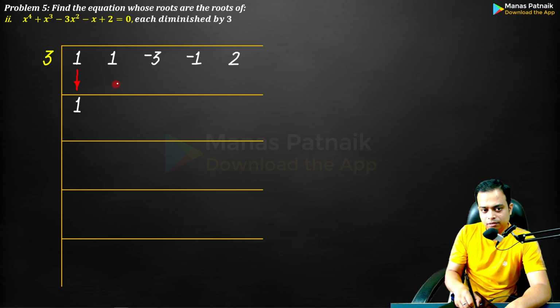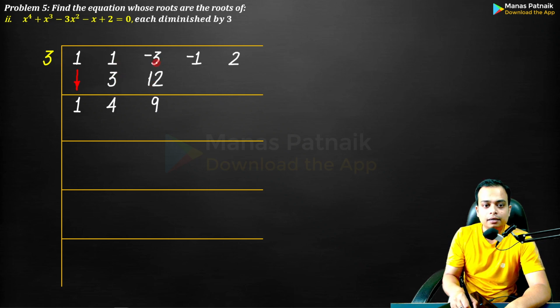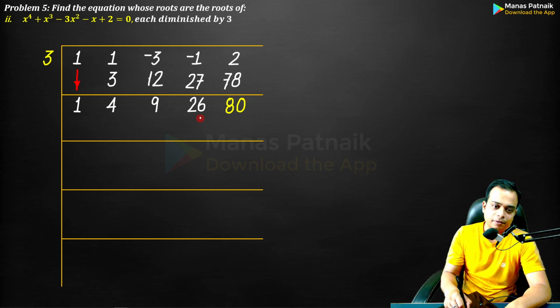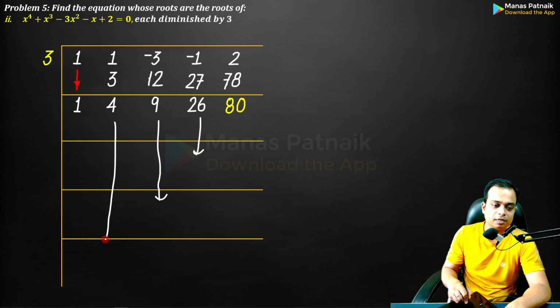Downwards. 3, 1, 3, 3 plus 1, 4. 4, 3, 12. 12 minus 3, 9. 9, 3, 27. 27 minus 1, 26. 3, 26 is 78 plus 2, 80. Done. Sir, that's our first remainder. Here we are going to add the second remainder. This is the place for the third remainder. This is the place for the fourth and the fifth remainders.